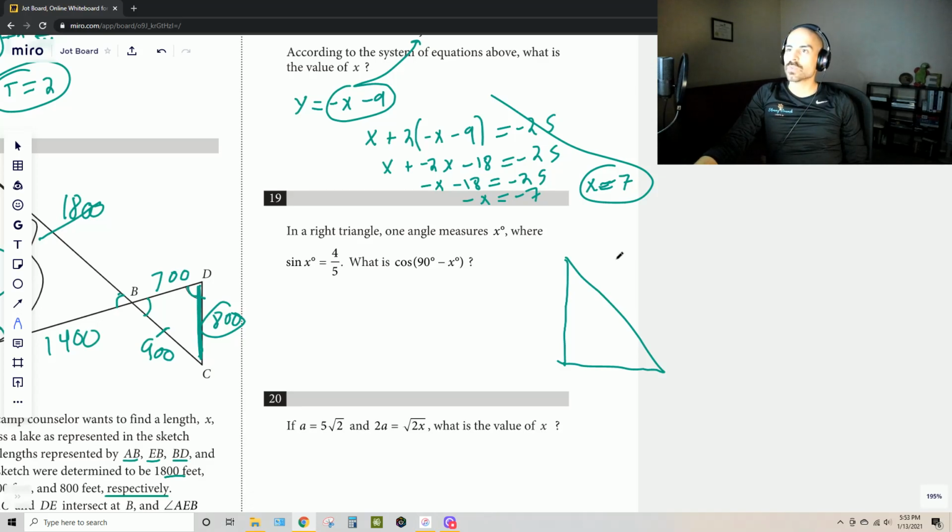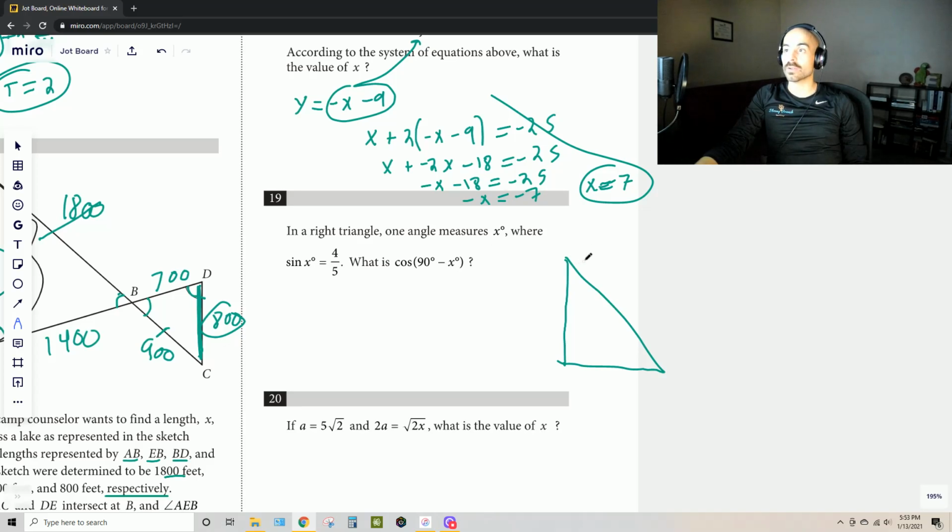All right, so this one is asking an easy question in a very difficult way. And once we get to the end, I'll rephrase the question and you'll see what I mean. Okay, in a right triangle, one angle measures x where the sine of x equals 4 over 5. What is the cosine of 90 minus x?